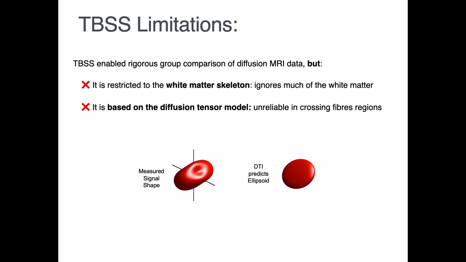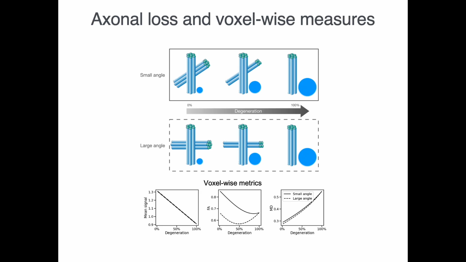Despite its success, TBSS has some important limitations. First, it is restricted to the white matter skeleton, which means much of the white matter is ignored. More importantly, it relies on the diffusion tensor model, which performs poorly in the regions with crossing fibers. For instance, FA values can be very low in the regions with crossing fibers, regardless of the strengths of each fiber population. And note that regions with crossing fibers make up a large portion of the white matter, including parts of the skeleton. This simple simulation illustrates the problem.